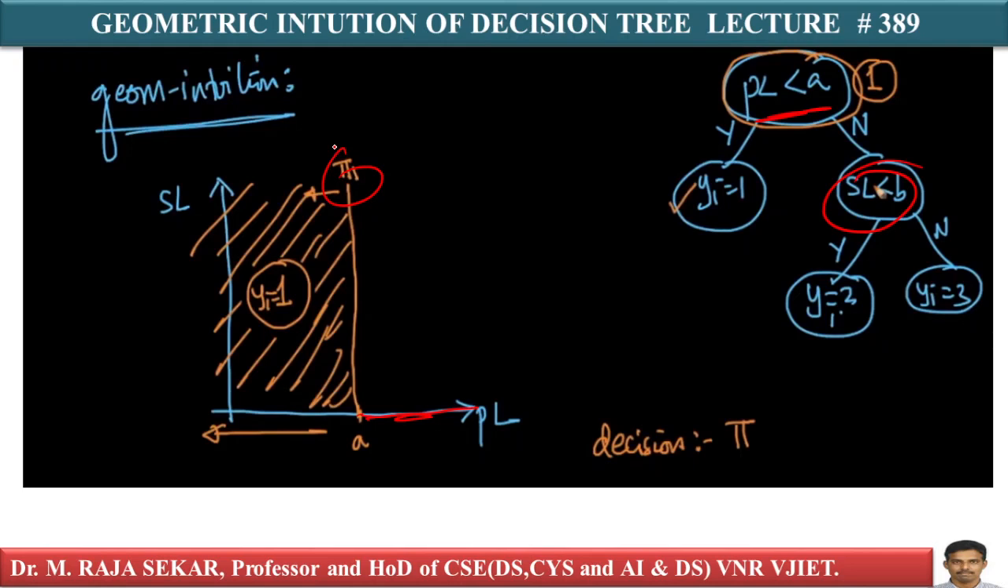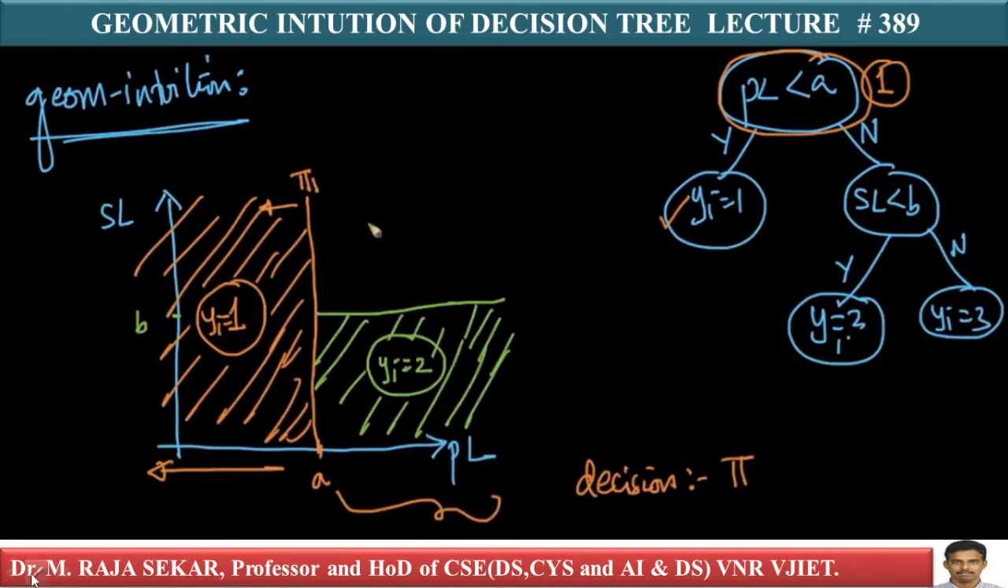Let's say my sepal length is here. Let me indicate sepal length. Just say this is B. Let's say my sepal length is here. This is my B. Now I don't look at this region, isn't it? I don't look at this region. This region is declared as y equal to 1, isn't it? This region is already accounted. What is sepal length less than B? Sepal length less than B.